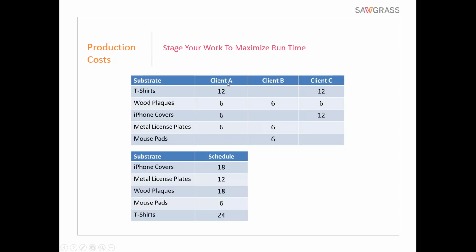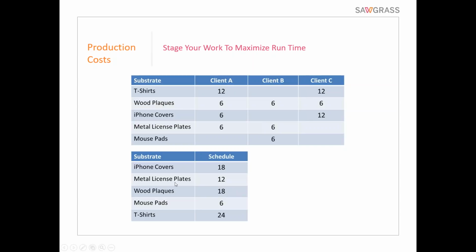So you could do all of client A's work first, then all of B's work, and then all of C's work. But a better way is to say, listen, t-shirts are a little different than everything else because we're probably going to be using the foam, different temperature settings, and everything else. Let's just run all our t-shirts at one time. Get the production run set up for t-shirts and just do it, okay?